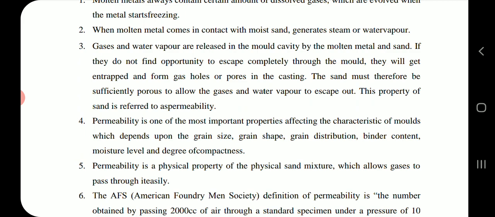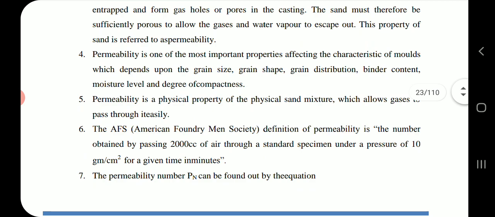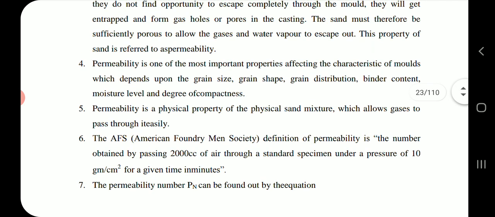The sand must therefore be sufficiently porous to allow the gases and water vapor to escape. This property of sand is referred to as permeability. Permeability is one of the most important properties affecting the characteristics of molds, and it depends upon the grain size, grain shape, grain distribution, binder content, moisture level, and degree of compactness. Permeability is a physical property of the sand mixture which allows gases to pass through it easily.